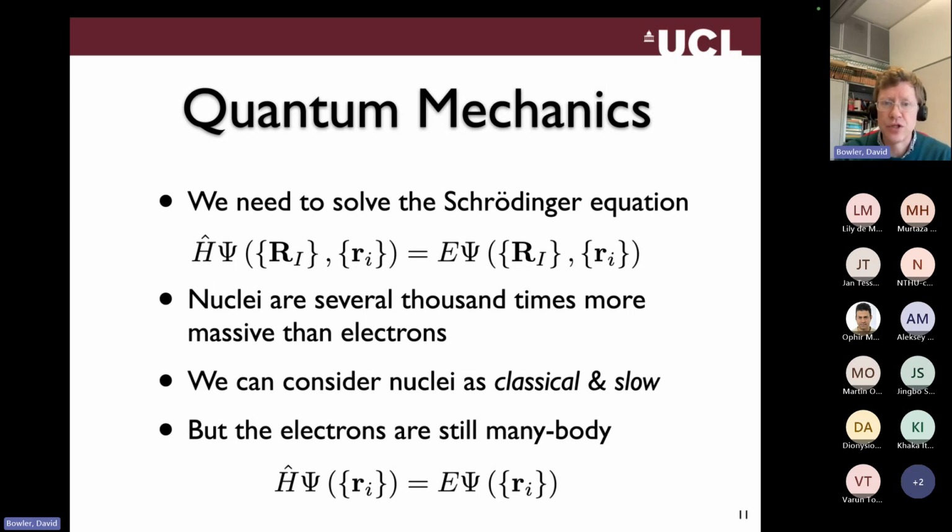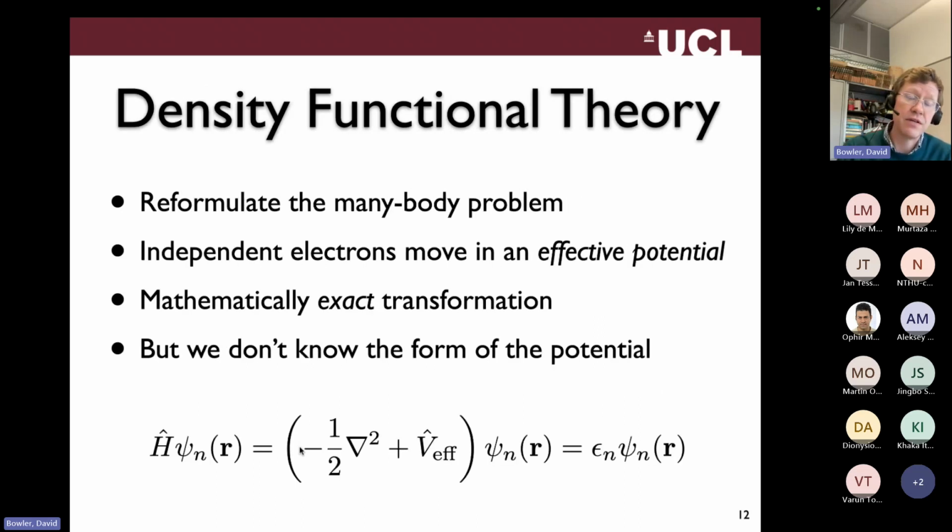Now, the first thing we do is just to separate out the nuclei, that's the atoms, away from the electrons because they're much more massive. We ignore their effects when we're solving for the quantum mechanics, but we still have the problem that electrons are many-body. And this is where the technique of density functional theory comes in. It's an exact reformulation of this many-body problem. We have independent electrons moving in an effective potential, but we then have to approximate that potential. I'm not going to give many more details than this. If you're interested in the physics, I'm very happy to discuss it further afterwards.